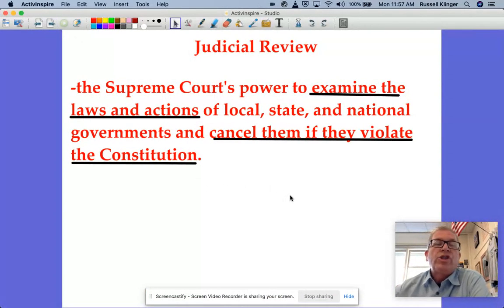One important question that I ask you a lot about in this class, and I think I've asked you this in assignment number 19, and I think it's also in assignment number 20, is what judicial review is. The idea that the Supreme Court's power to examine the laws and actions of local, state, and national governments and cancel them if they violate the Constitution is called judicial review.